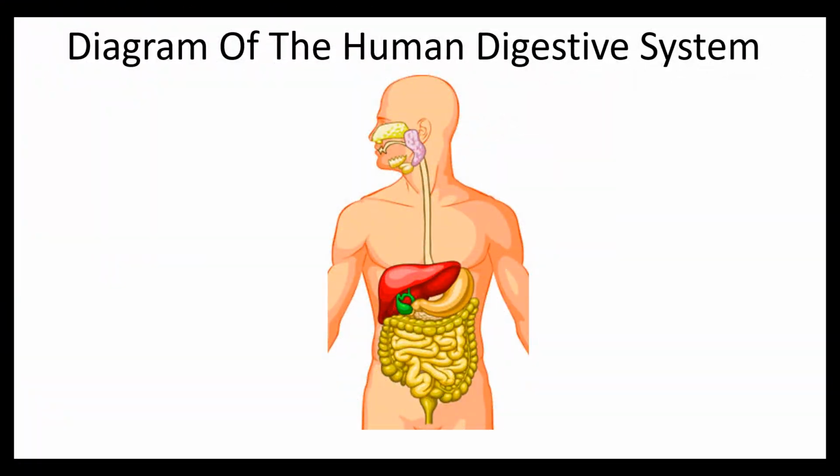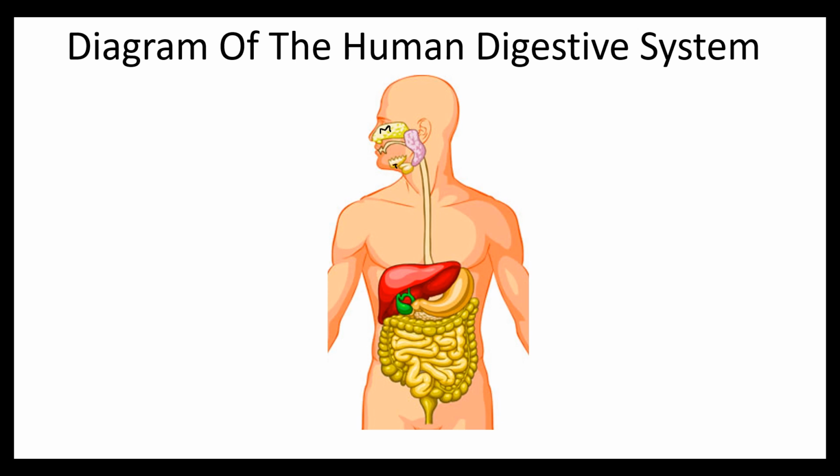Diagram of the human digestive system. Here we have the diagram of the human digestive system that converts the food into essential nutrients. Okay, so let us start. First one is the mouth. Here is the mouth, then we have teeth here.